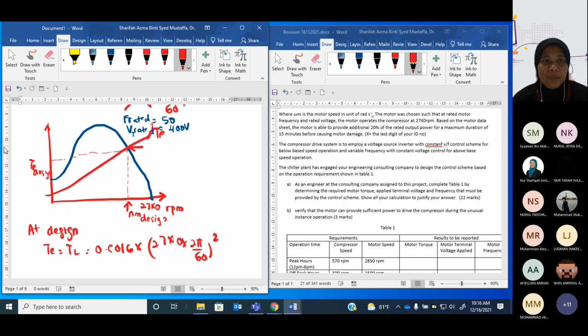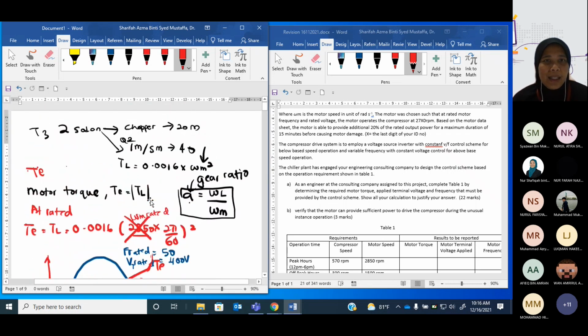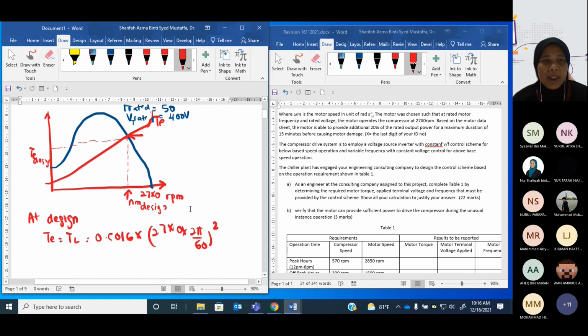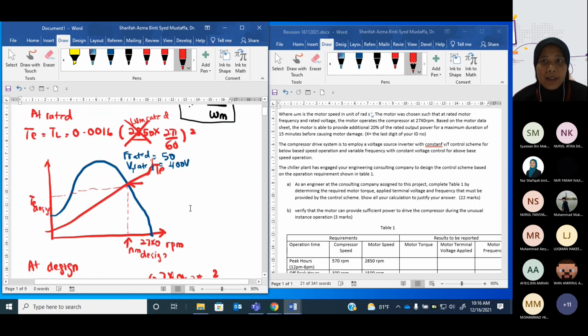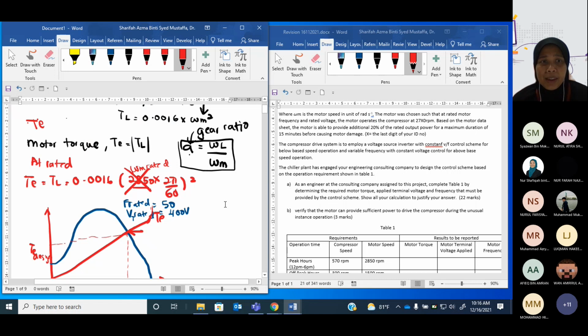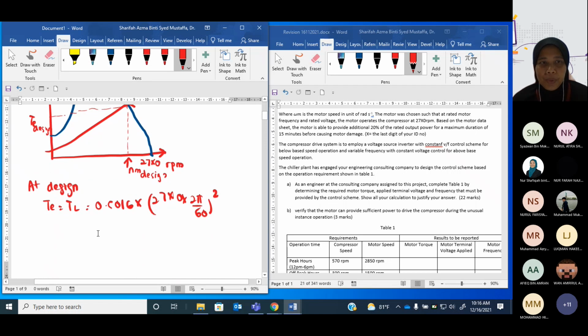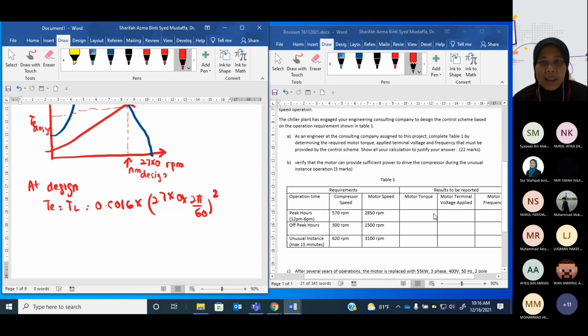This is at design condition. Usually we take it at rated condition, but this operation is at another speed, so this is at design operation. Are you okay? Later you will calculate and get the value, based on your ID. Have we started doing this one? Not yet. This is at the design condition, or the previous condition.